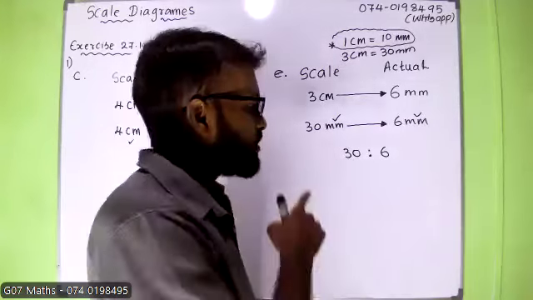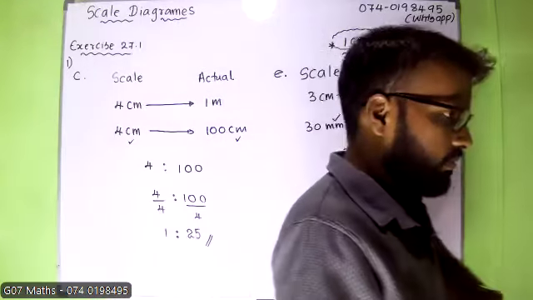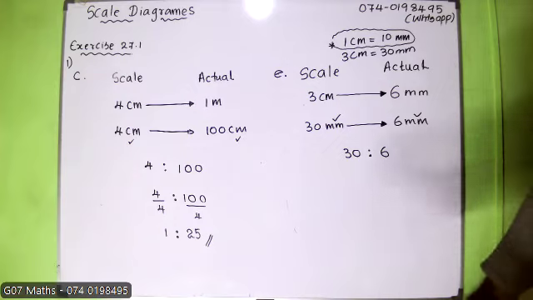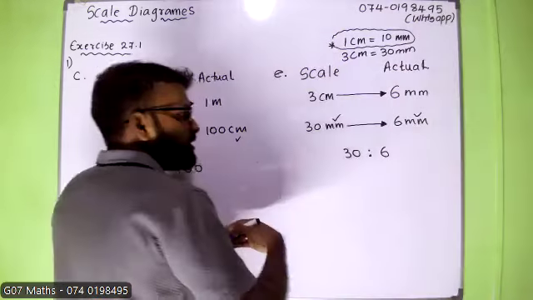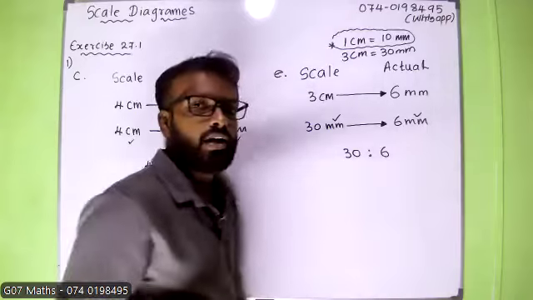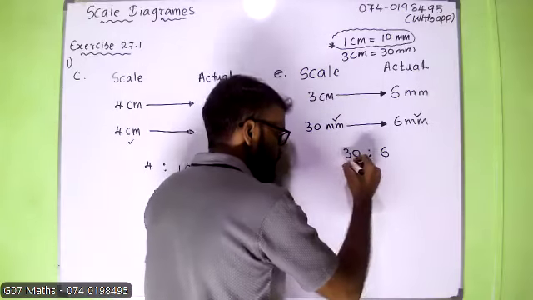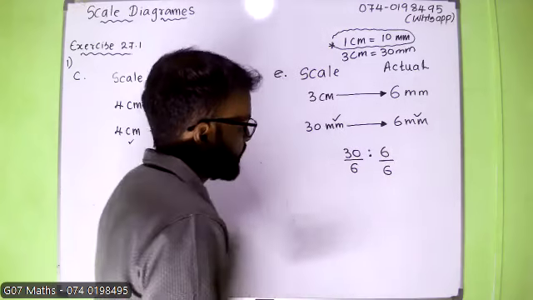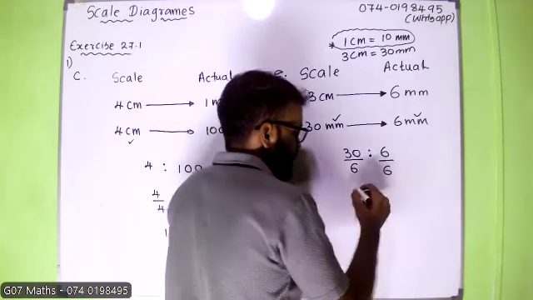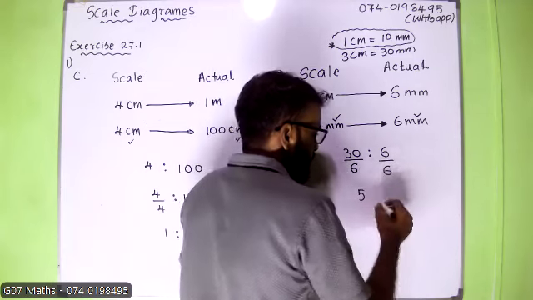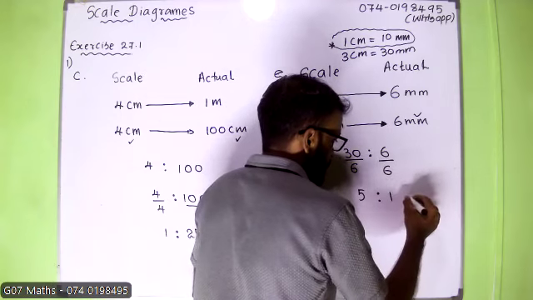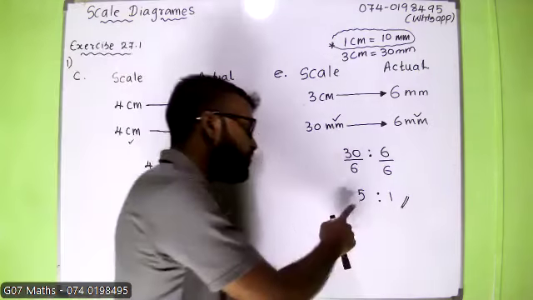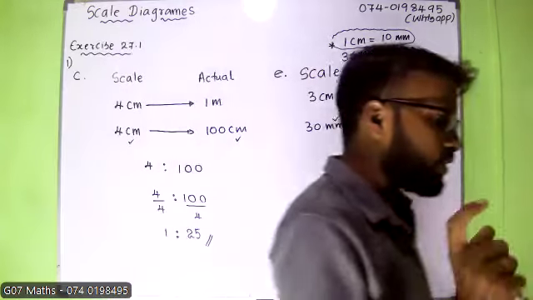Can anyone tell me what is the common number that we can divide to simplify? 6. Yes, super. 30 and 6 can both be divided by 6. 30 divided by 6 is 5. 6 divided by 6 is 1. So your ratio is 5 to 1.